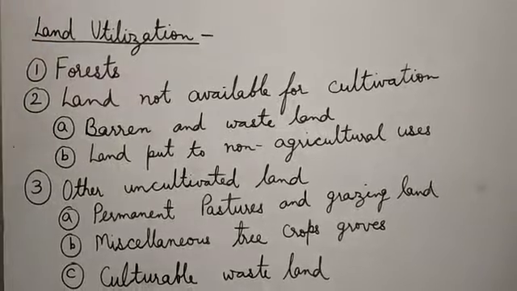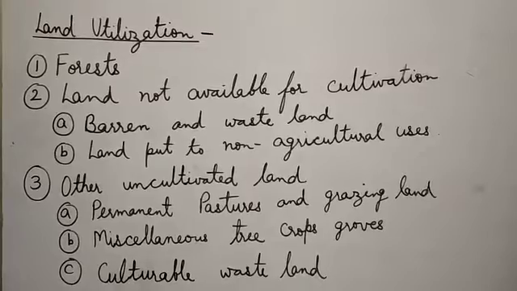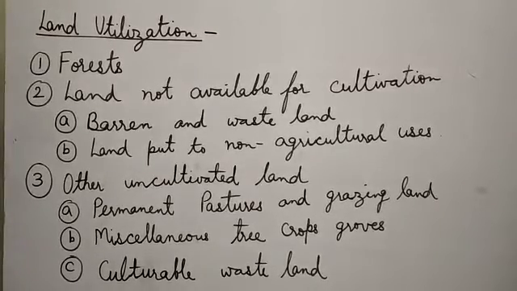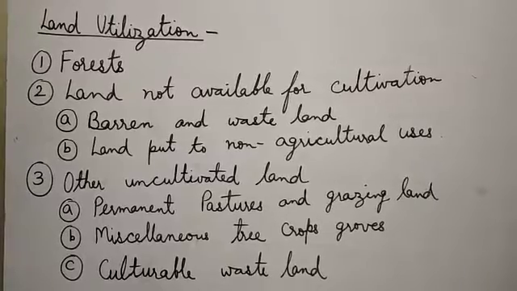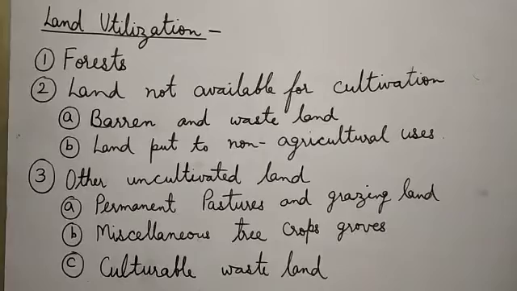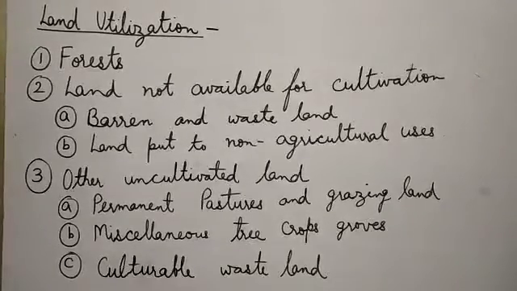Now next is land utilization, which means the different uses of land. A particular piece of land can be used for different purposes. On that basis, what is the use of land? We can have different categories of land purposes or land utilization.